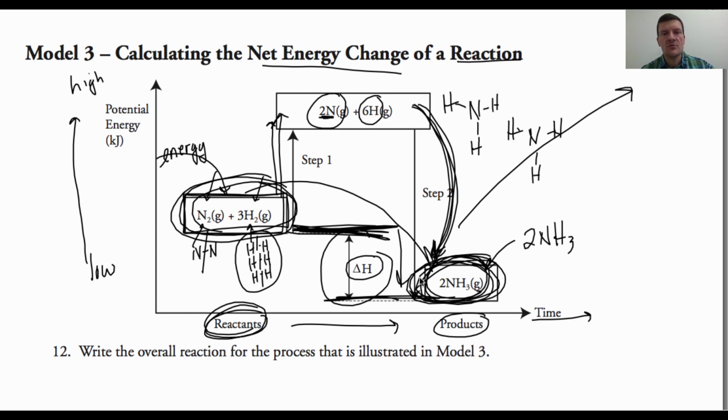The net result here is that heat was released from this reaction. If you end up higher, let's say this NH3 here was actually higher than where you started, that means net-wise you've got to put energy into this in order for that reaction to occur.